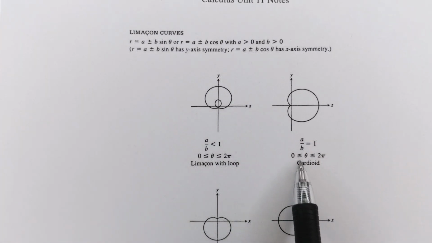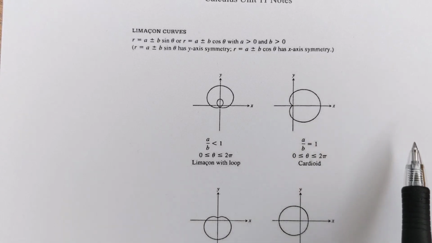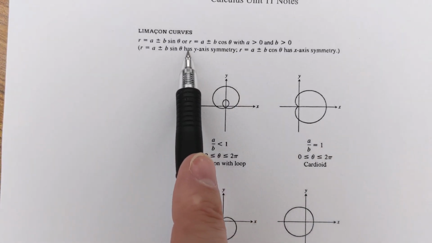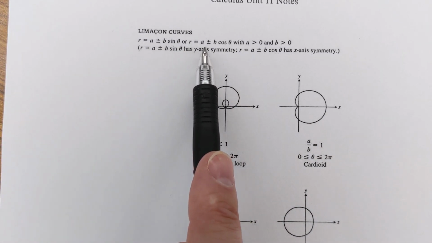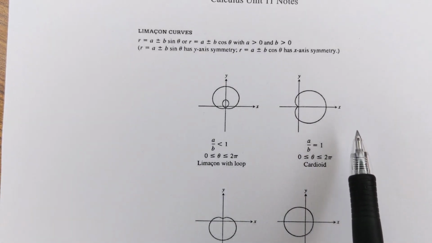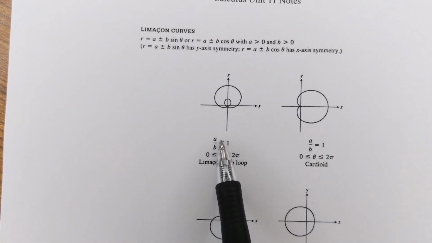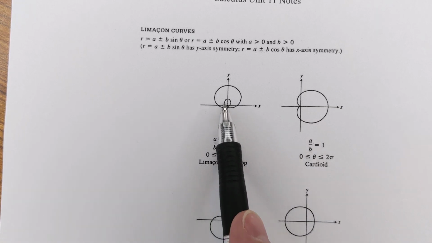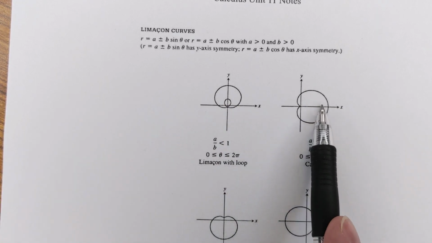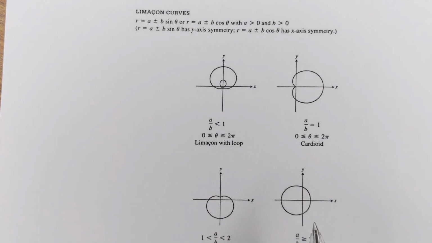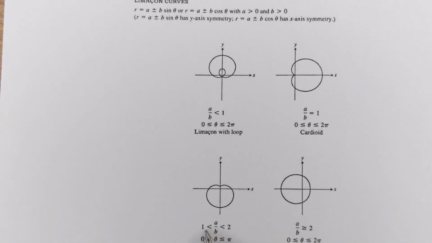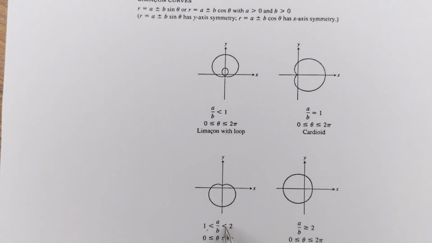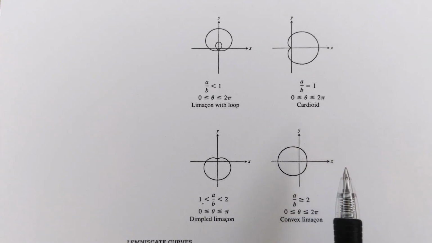limacon with an inner loop. This one is a cardioid, so here's your general formula, a plus or minus b sine or a plus or minus b cosine. If a over b is less than 1, you get an inner loop. If a is exactly equal to b, you get the cardioid shape. If it's more than 1 but less than 2, you get the dimple shape here. And if a over b is more than 2, you get this kind of flattened circle-looking shape.